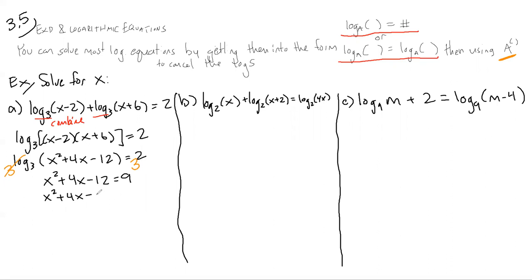So hopefully it factors. It does look like it will. And once I get that 0 on the right-hand side, I'm good to factor. It'll give me x plus 7, x minus 3. And then my answers will be -7 and 3. But I am going to check both answers.